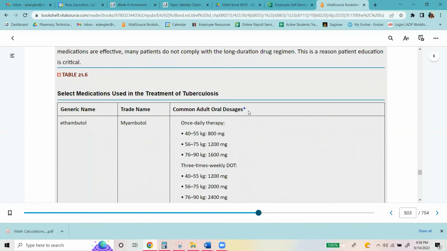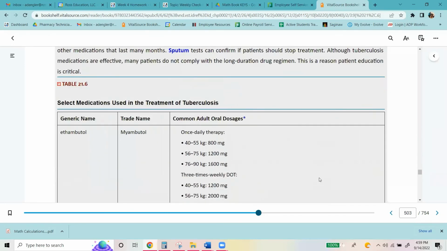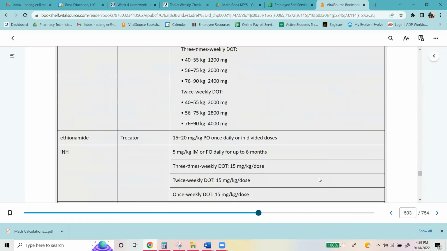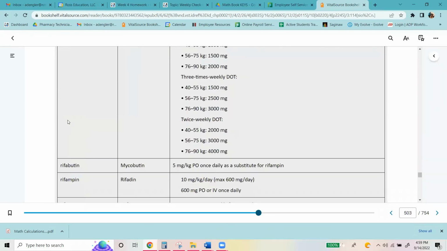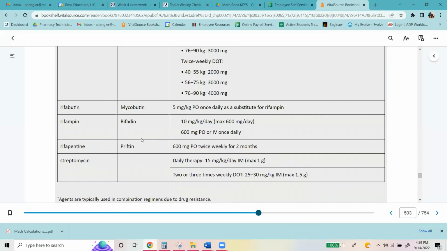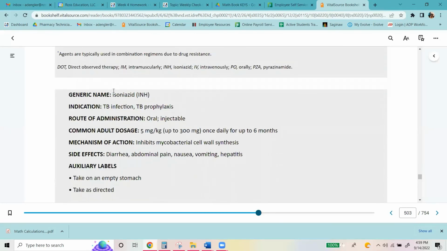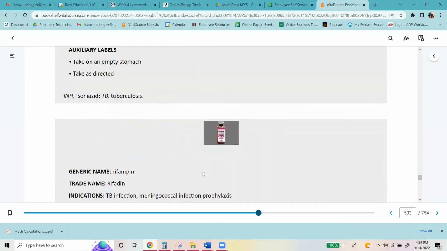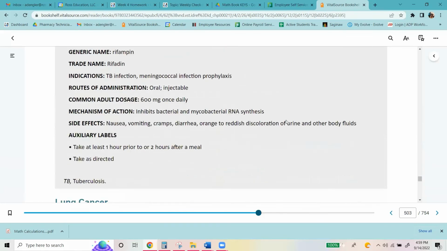And here's select medications used in the treatment of tuberculosis. We have Myambutol, Trecator, PZA, Priftin, Mycobutin, isoniazid, which is oral, so you might see that in the retail world. Rifampin, which is also available oral, so you'll see it in the retail world. It's also for meningitis infection prophylaxis.